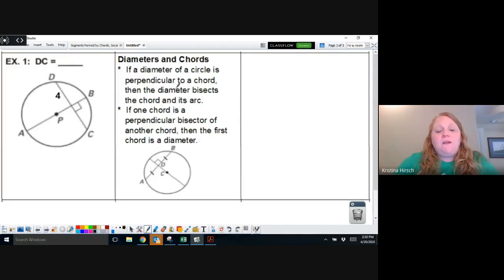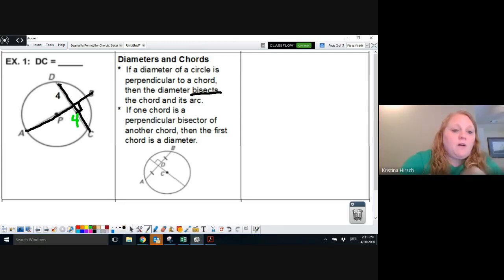All right. Another property says that when you have a diameter and a chord, if a diameter of a circle is perpendicular to a chord, so it has to form this 90-degree angle, then the diameter bisects the chord and its arc. Well, if it bisects it, remember, bisects means that it divides it into two equal parts. So if we have a diameter here and we have this chord here, and it's perpendicular, well, this rule tells us that this chord is bisected. So if one part is 4, then both parts are 4.